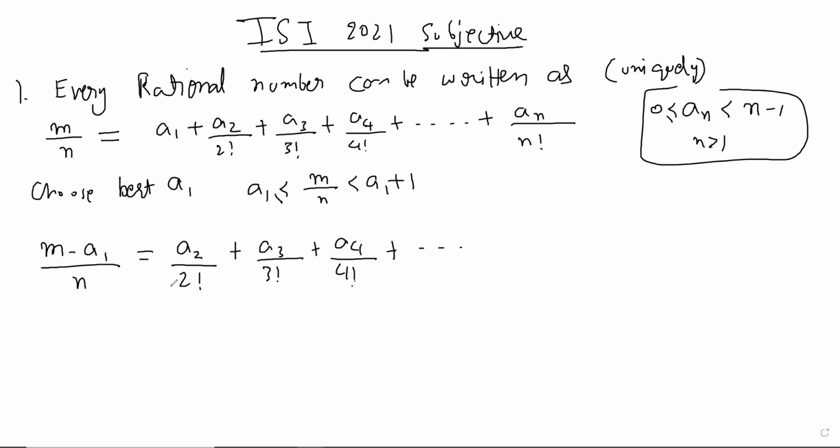All right. Let's move on. So now please tell me, someone tell me, what should we do as the next step? M by n minus A1. Oh yes, yeah. Let's call this M1 by N1 or something like that. So, what should we do now?